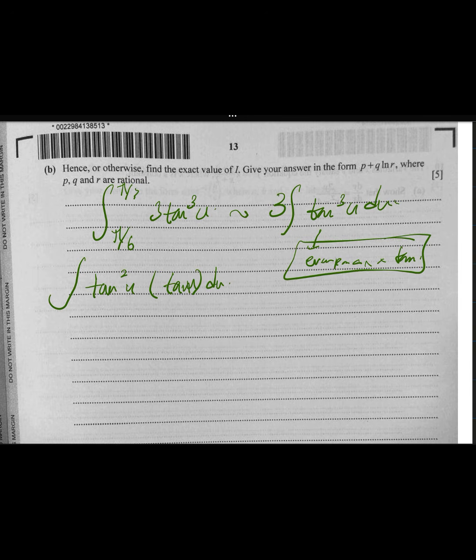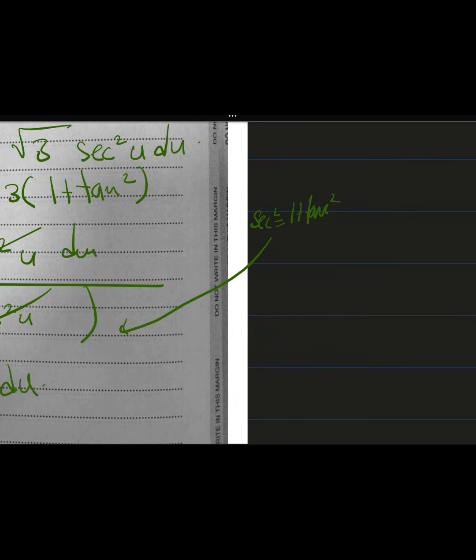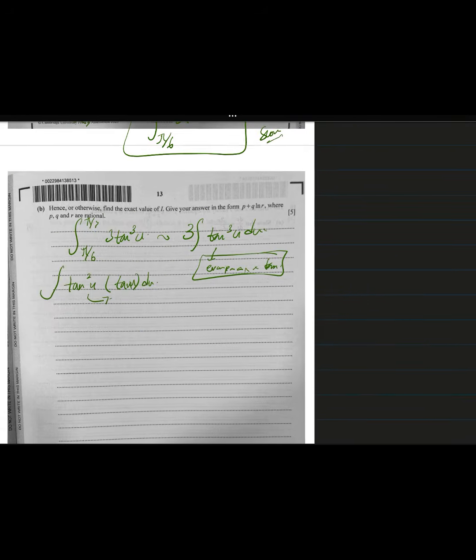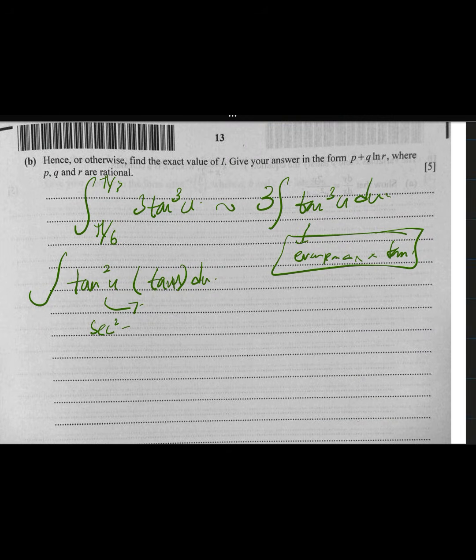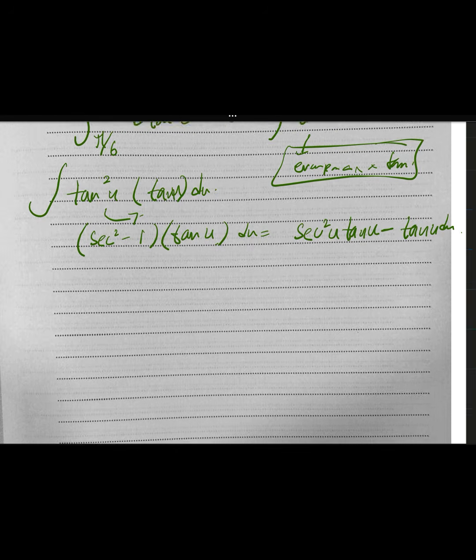Now to integrate it, we can rewrite tan square u using the trigonometric identity we studied earlier. So secant square is equal to 1 plus tan square. Secant square minus 1 would be tan square. So we can rewrite this as secant square minus 1 times tan u du, which will be equal to secant square u tan u minus tan u du.